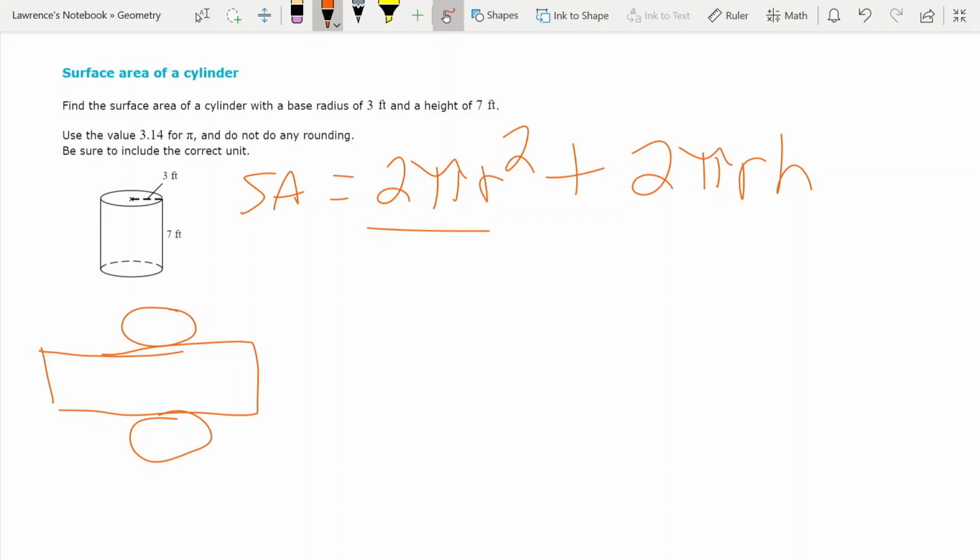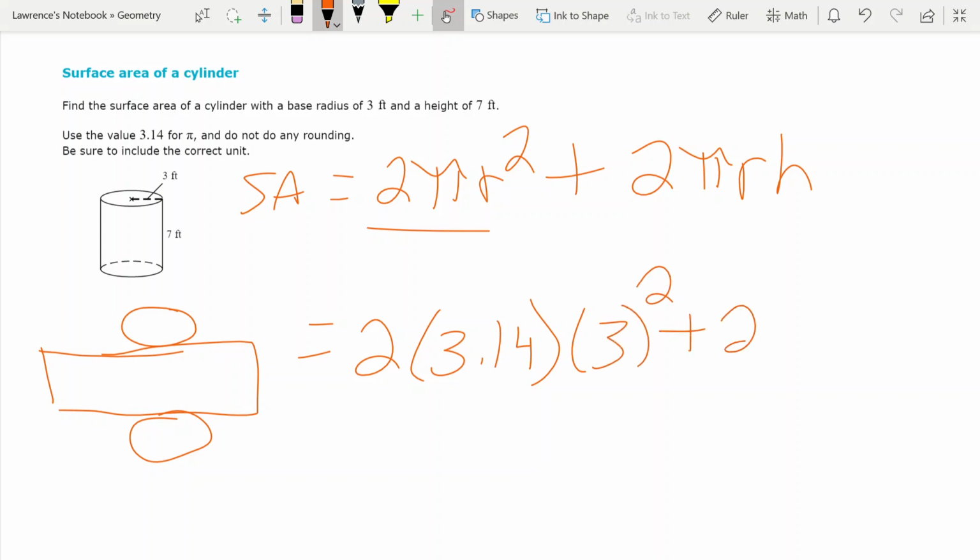I'm going to say, fine, Alex has asked you to use 3.14, so I'm going to go 2 times 3.14 times the radius, which is 3, squared, plus 2 times 3.14 again. Radius is 3, height is 7, and I'm going to type all that in. Grab the calculator, folks, once again. Just type it all in. Whatever you get is whatever you get.